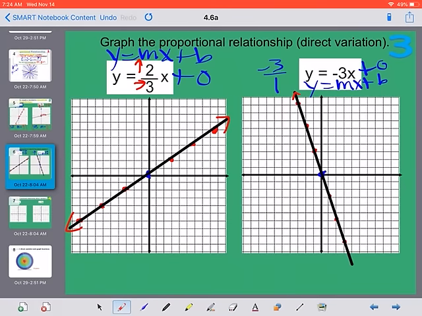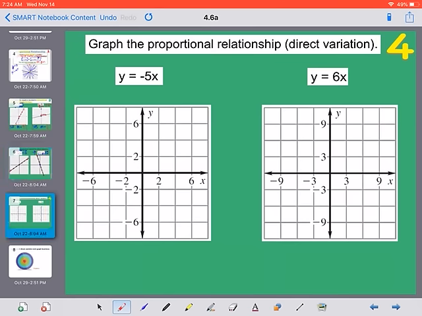This should be a good review of just graphing y equals mx plus b, or our function form. The only difference is there's no b. It's going through the origin, so this should actually be easier. These last two, I would like for you to try on your own, and then click play to see if you got it right.